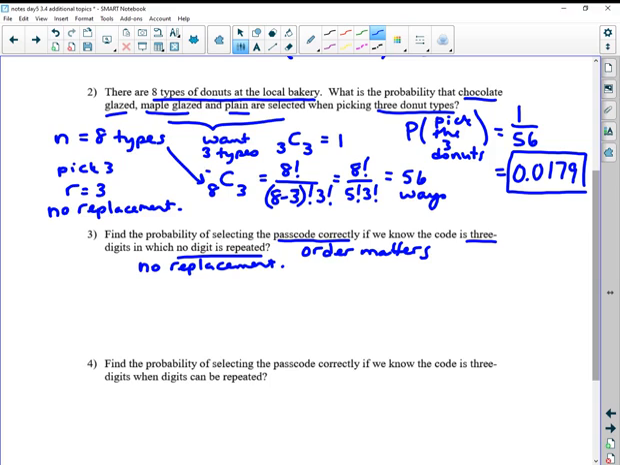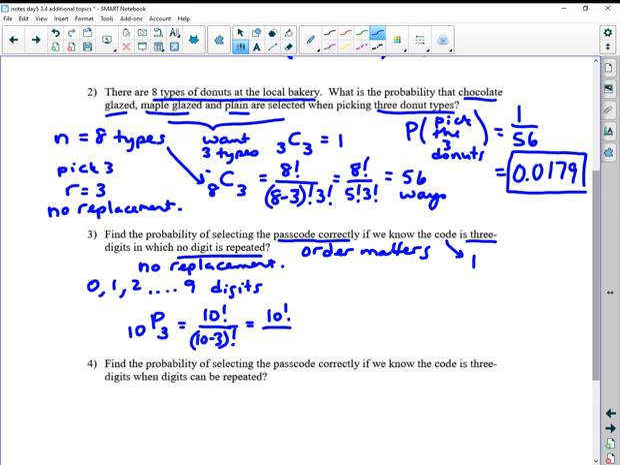So let's think about how many. Well, there's only going to be one code that is our code. There's only going to be one code that does that. But if there are 10 digits, because it's 0, 1, 2, all the way to 9, those are our digits. There are 10 digits, including 0. Then we can pick 10P3, and we can see that we've got 10 factorial over 7 factorial.